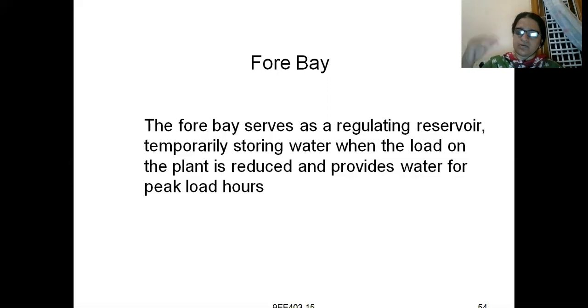Whenever the requirement of load is less, or whenever the demand is less, then immediately the water from the dam comes to the forebay. It reduces the stress of water moving from dam to reservoir and reservoir to dam all the time. Okay, it will serve as a regulating reservoir. This is about your forebay.